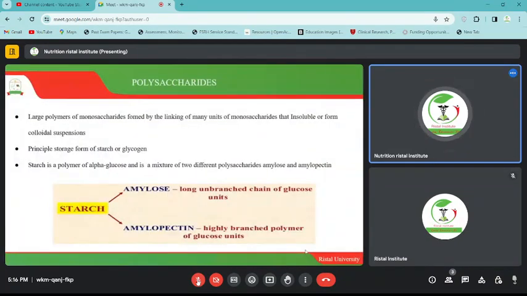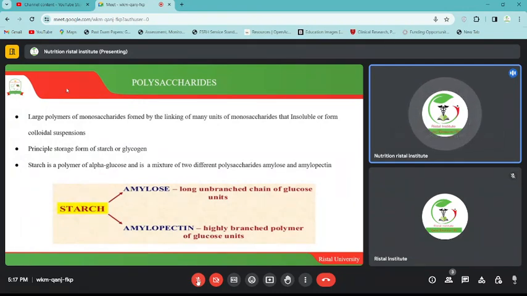Going ahead, the principal storage form is starch or glycogen. Starch here is a polymer of alpha glucose and is a mixture of two different polysaccharides, amylose and amylopectin.